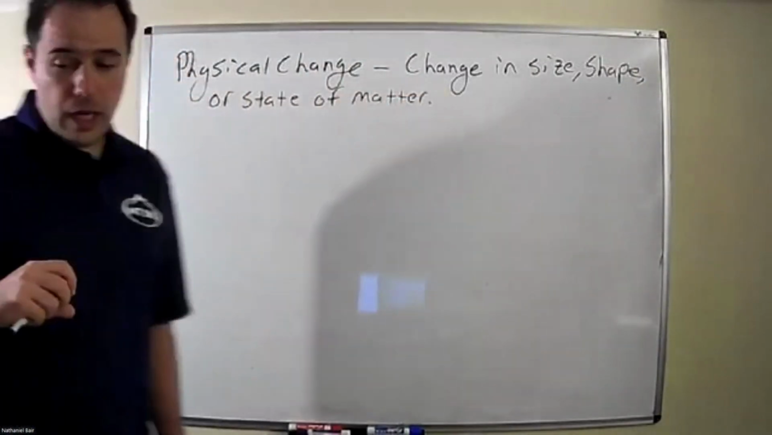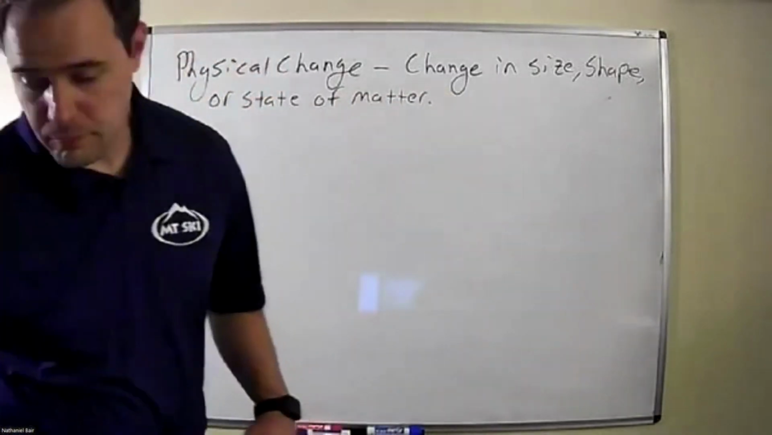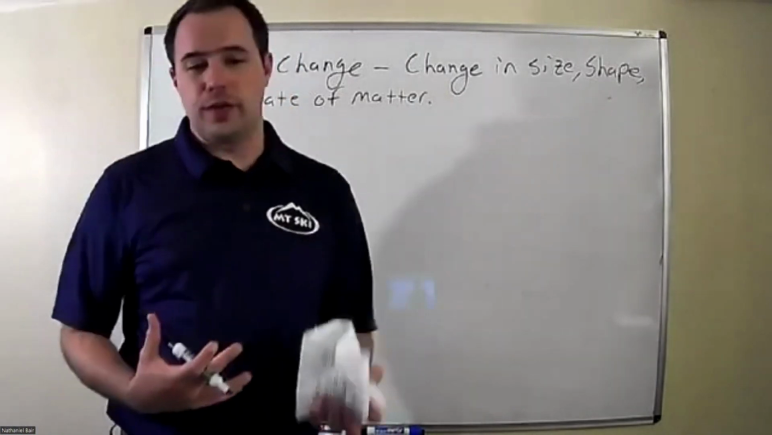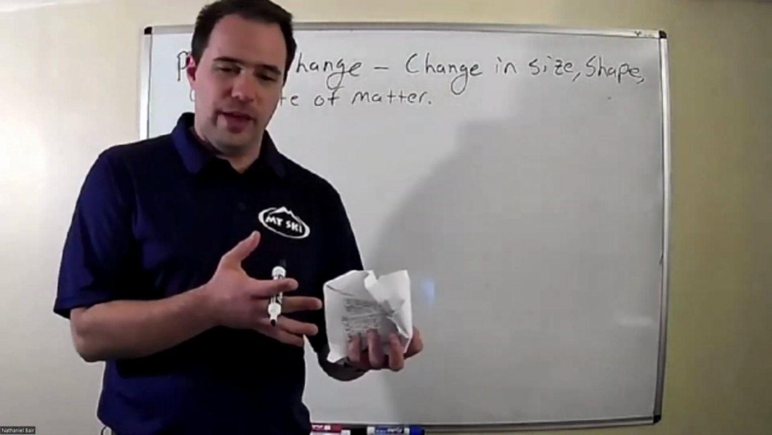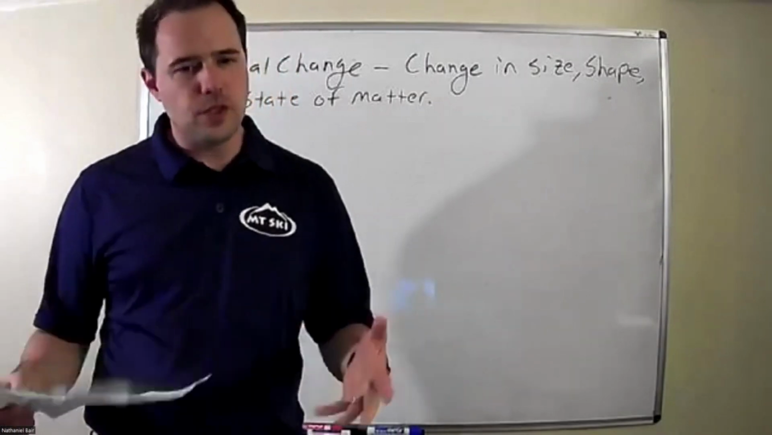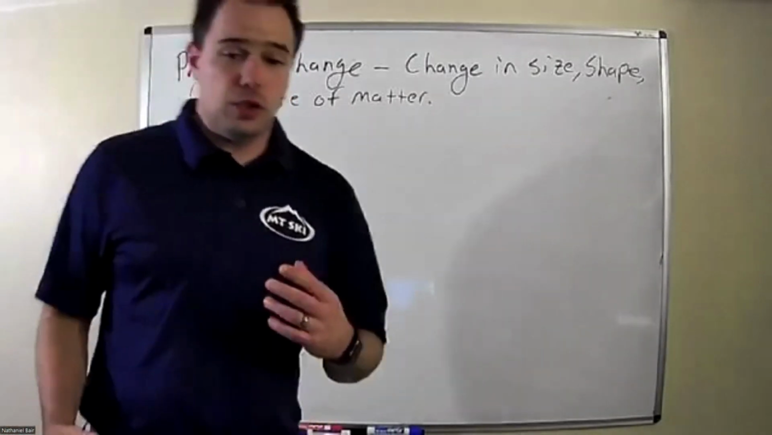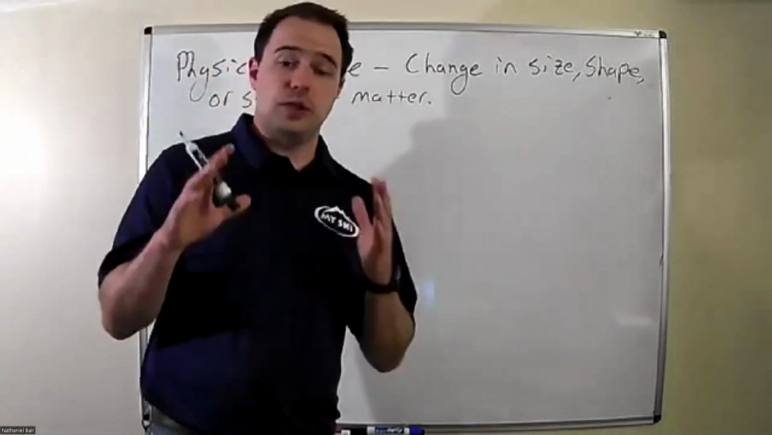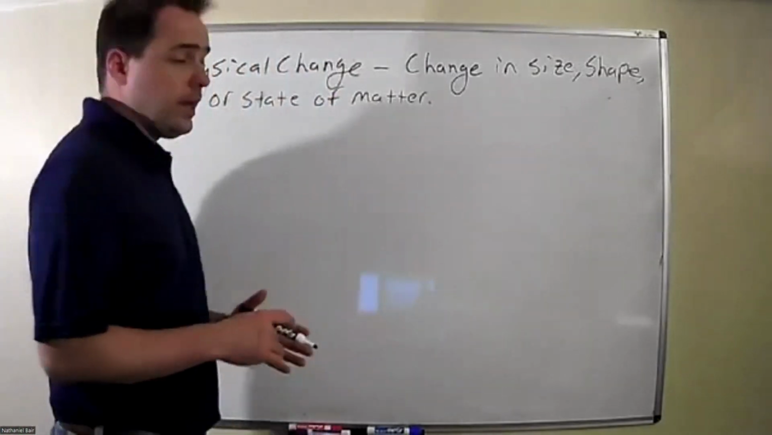So, for example, if I take a piece of paper and I change its size and shape, I didn't alter it chemically. It's still the same thing, right? If I rip it in half, it's still the same thing. That's a physical change. Changes in states of matter as well. Solid, liquid, gas. We actually have terms for these, right?